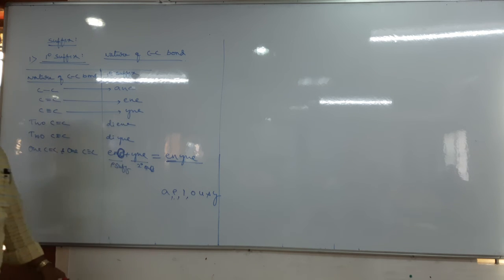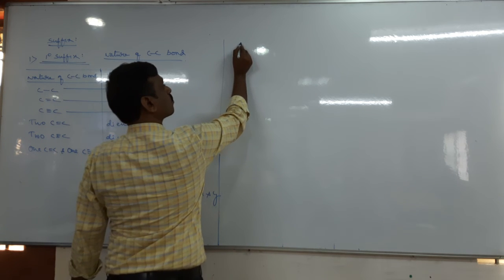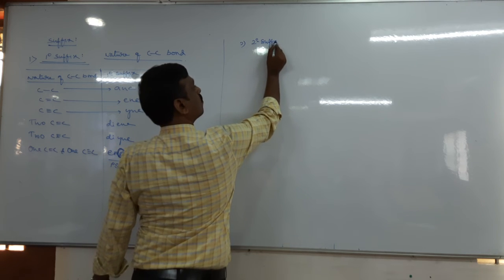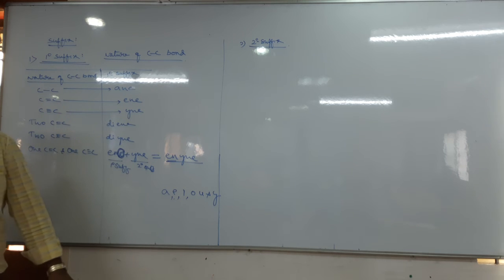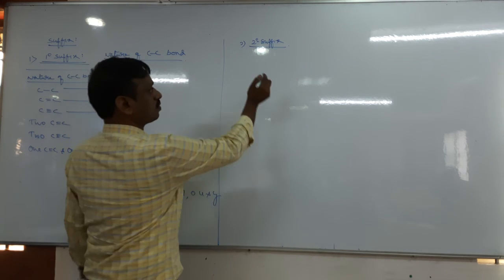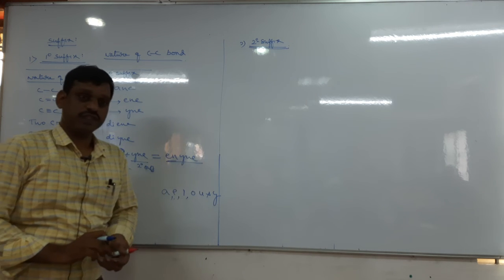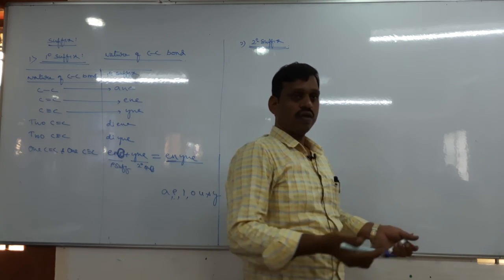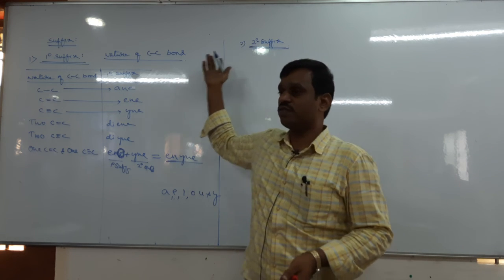Okay, so it is about primary suffix. Next is secondary suffix. So what is secondary suffix? It indicates nature of functional group. Primary suffix indicates nature of carbon-carbon bond. Secondary suffix indicates nature of functional group.